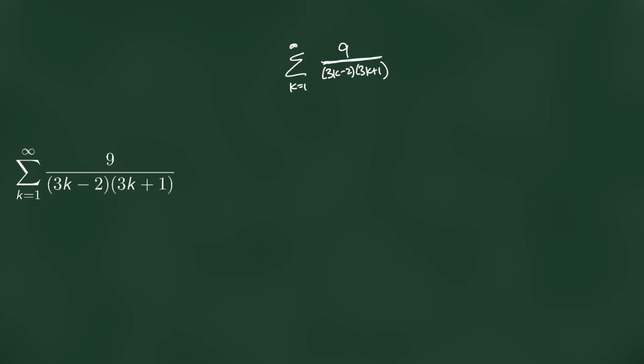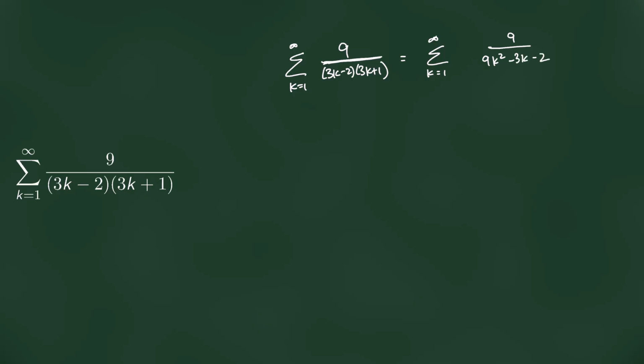to notice that this is the same as the sum from k equals 1 to infinity of 9 over 9k squared, and then we have positive 3k, negative 6k, so minus 3k minus 2. Hopefully I multiplied that out correctly.